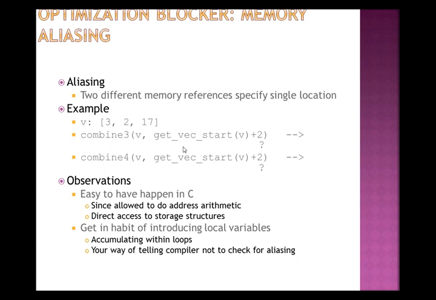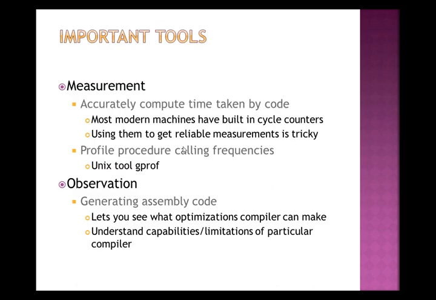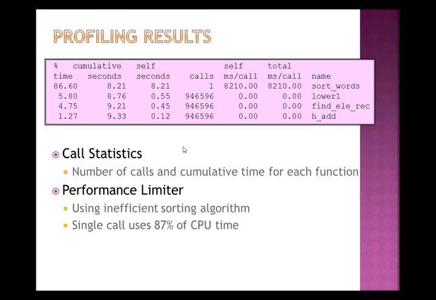Then detecting the unneeded memory references. These are the diagrams that detect the unneeded memory references. Then how to optimize memory aliasing, where a single location is shared by more than two memory references. Machine independent optimization summary: what is code motion, and how to reduce strength. Then we have discussed the tools used for measurement and observation. This is the example we have discussed.